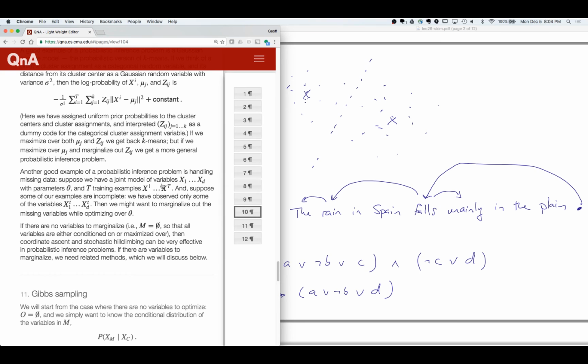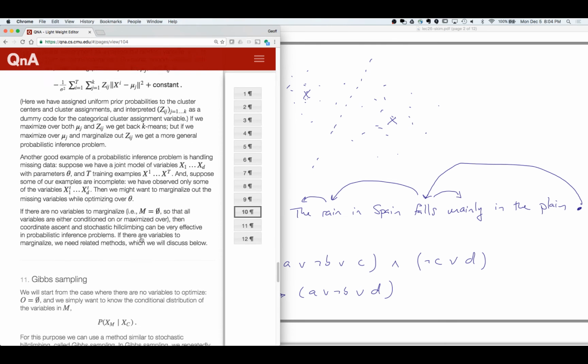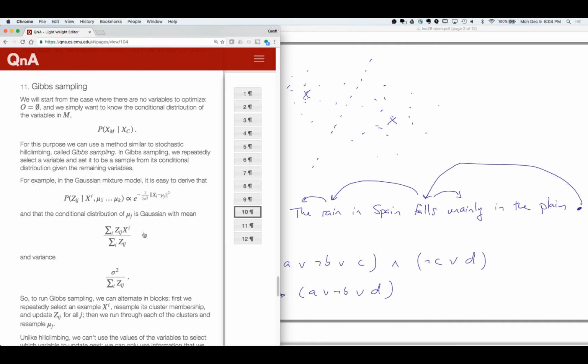All right, so hill climbing, stochastic hill climbing, coordinate ascent, they all work really well if there are no variables to marginalize. If there are variables to marginalize, we need another method. And so I wanted to give you at least one method for that more difficult case, and that method is based on Gibbs sampling. So what is Gibbs sampling?